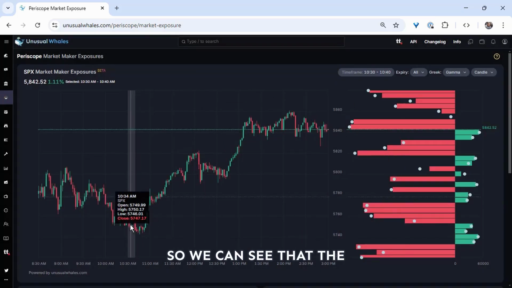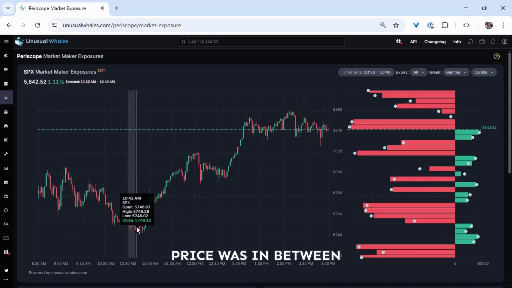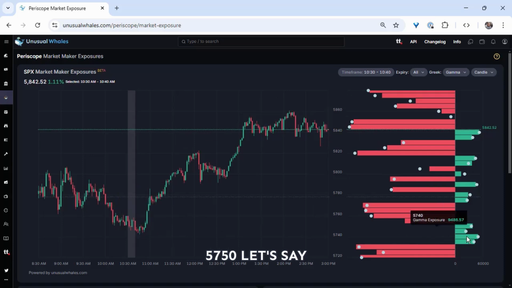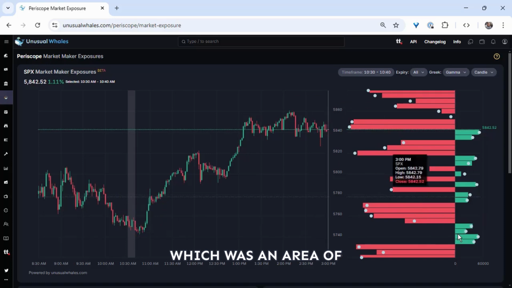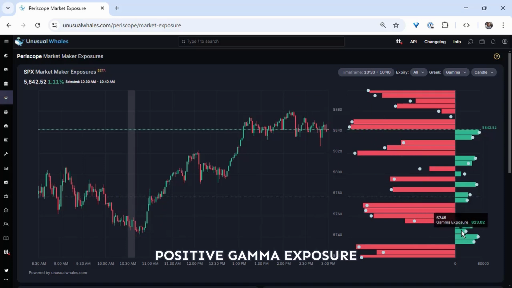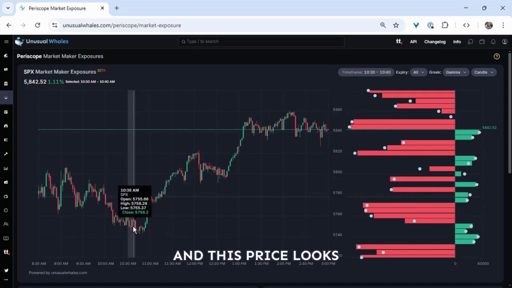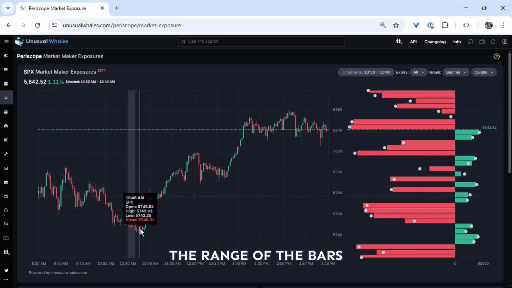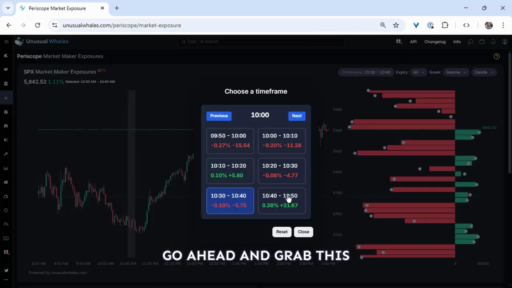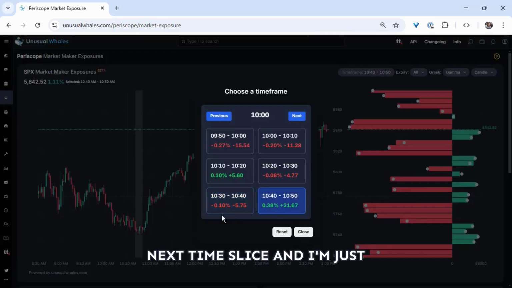So we can see that the price was in between 5745 and 5750, let's say, which was an area of positive gamma exposure. And this price looks pretty accurate, right? The range of the bars is kind of small. There wasn't a lot of price movement here. And I'm going to go ahead and grab this next time slice, and I'm just going to leave this up here for a second because I might bounce between different slices. You could see as time was going on, the price range was relatively suppressed as the market maker hedging behavior was buying dips and selling rips.